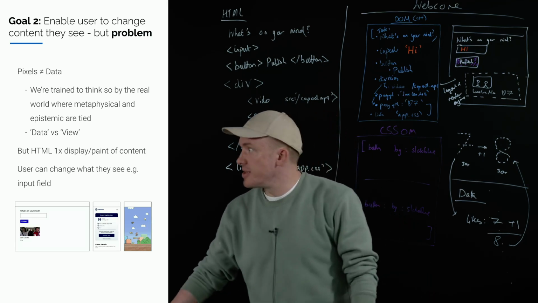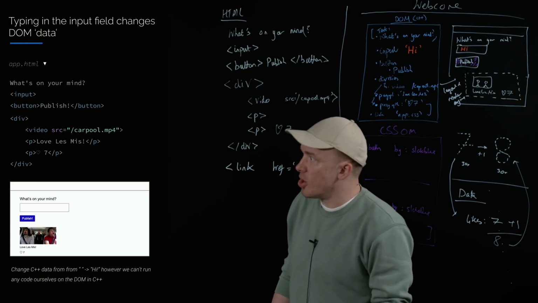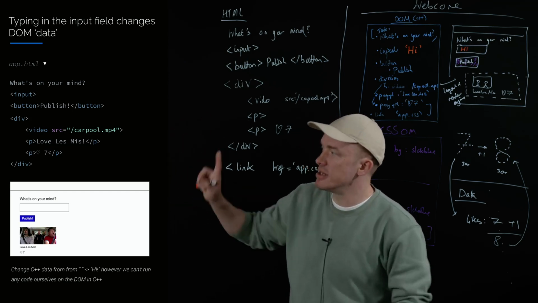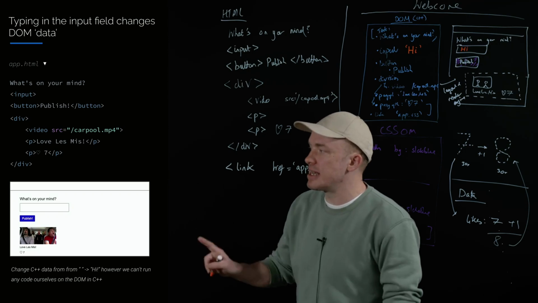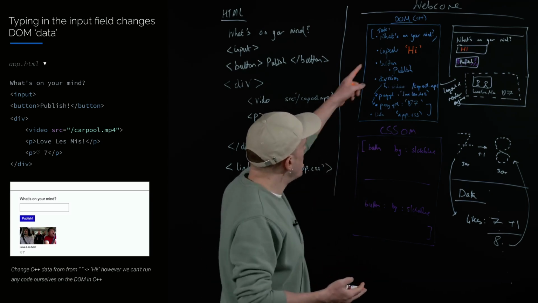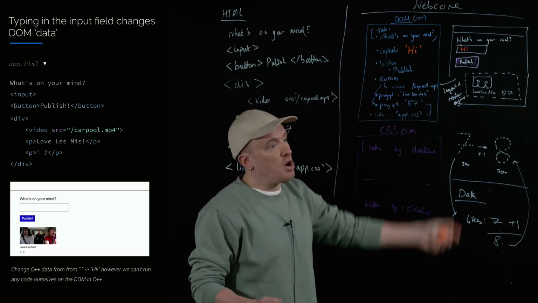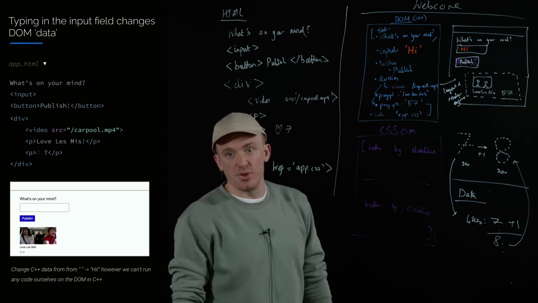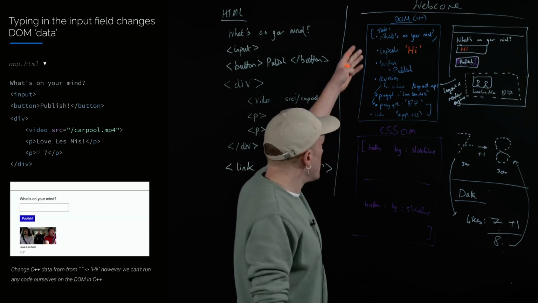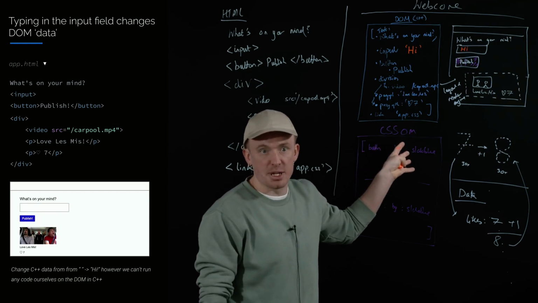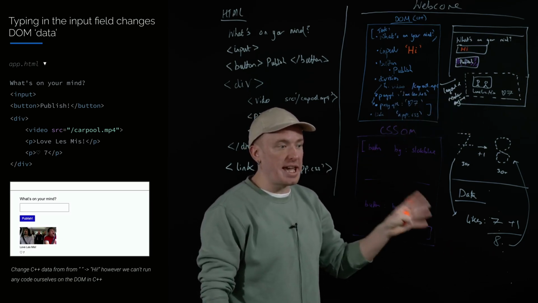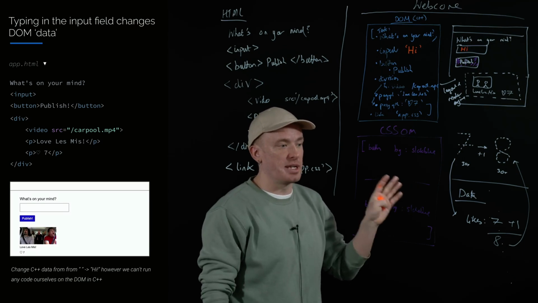Problem. Well, let's see. I think it says here: typing in the input field changes DOM data, changes C++ data from empty string to hi. However, we can't run any code ourselves on the DOM in C++. If only we could. People, if we could run code on this position in C++, oh my goodness, life would be a lot easier and also more risky all at the same time, but a lot easier as well, because we have a full dynamic store of data here in C++ capturing all the content on the page. Unfortunately, we do not get to write any code in C++ in the browser directly.